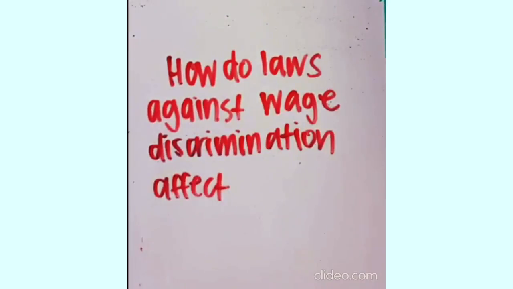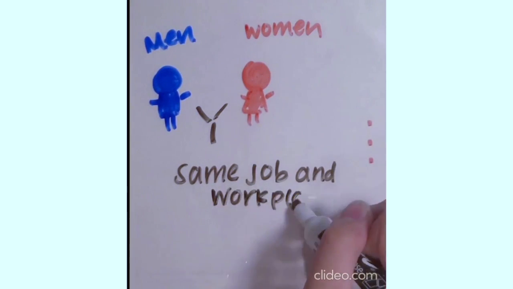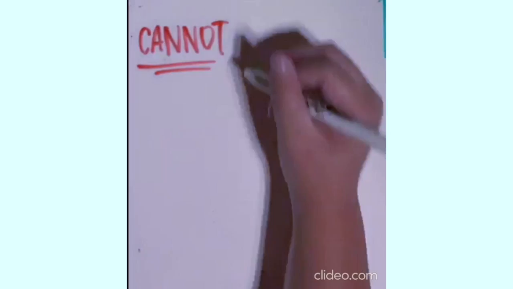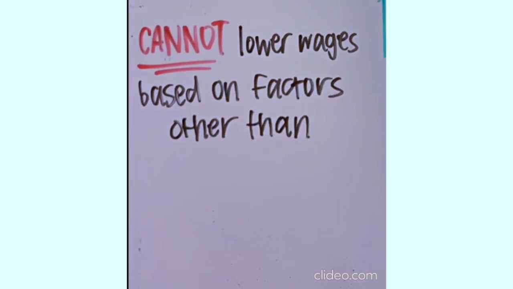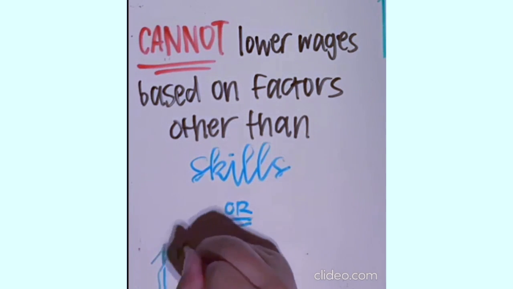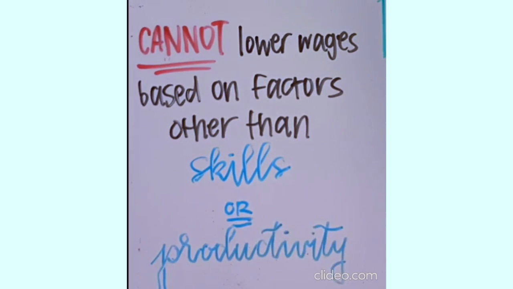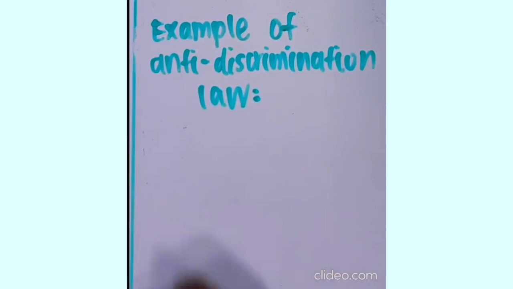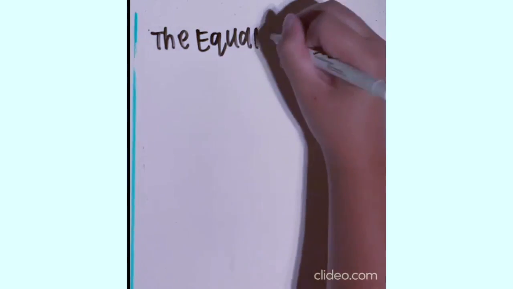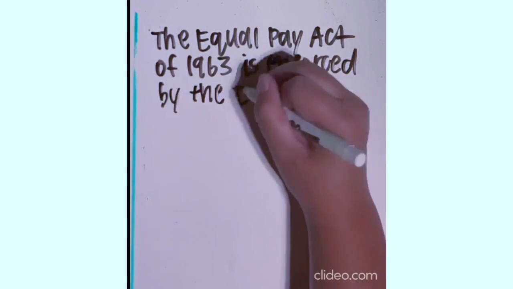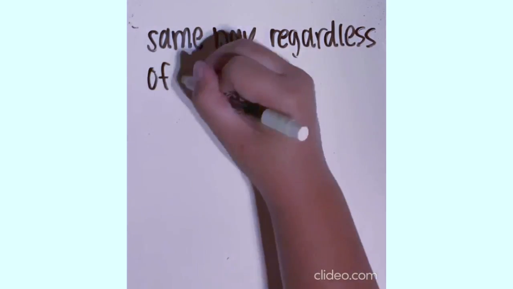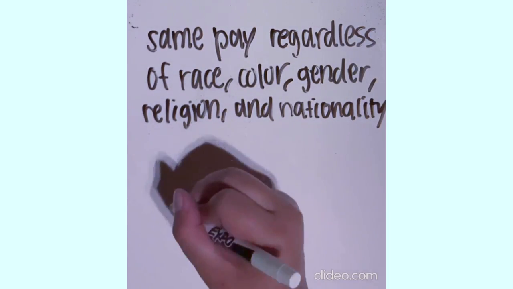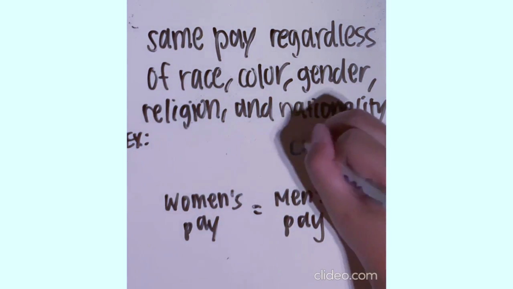How do laws against wage discrimination affect wage levels? Laws against wage discrimination require male and female employees in the same workplace performing the same job to receive the same pay. Anti-discrimination laws prevent companies from paying lower wages to some employees based on factors that are not related to skill or productivity. An example of an anti-discrimination law is the Equal Pay Act, which is enforced by the Equal Employment Opportunity Commission. Essentially, this law makes it illegal for an employer of any sort to discriminate against job applicants because of race, color, religion, or sex.